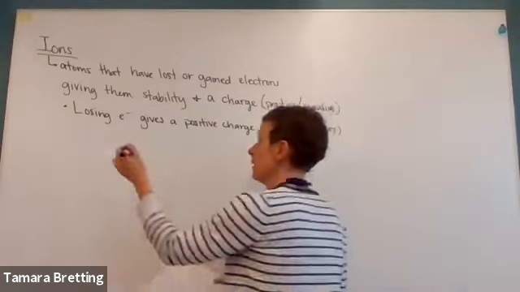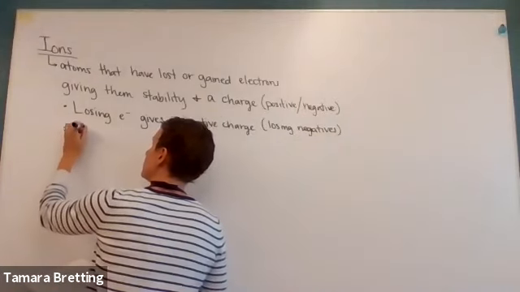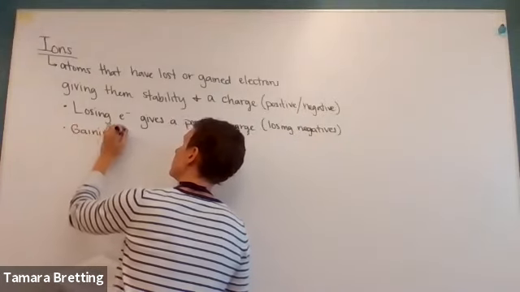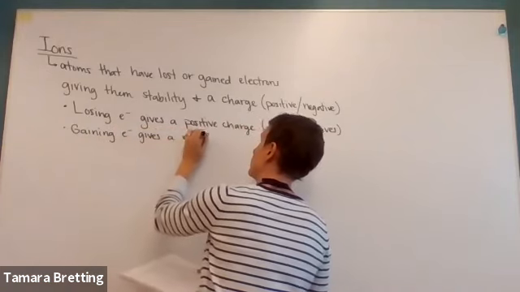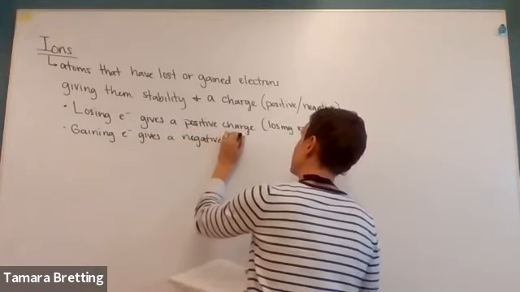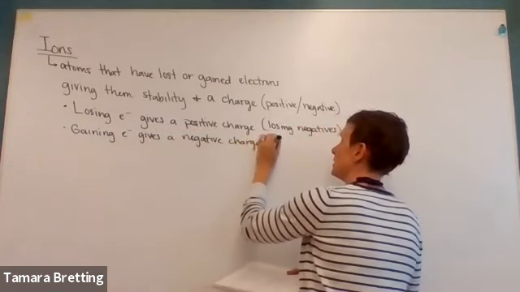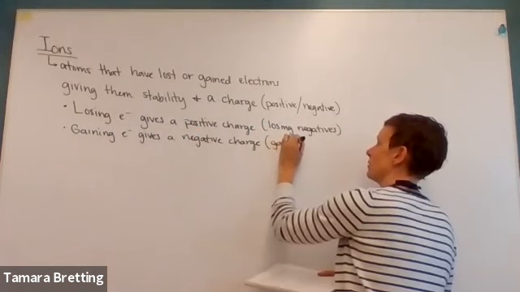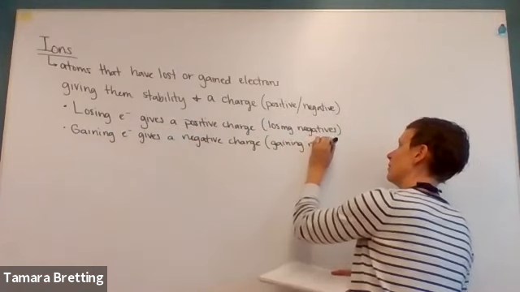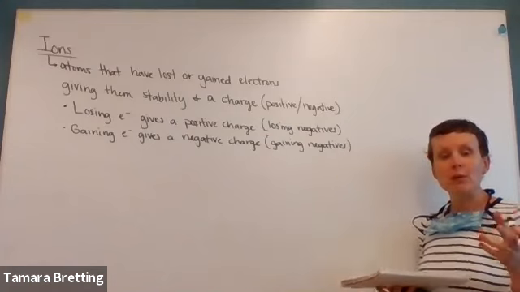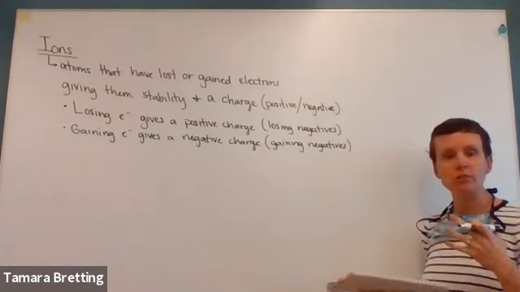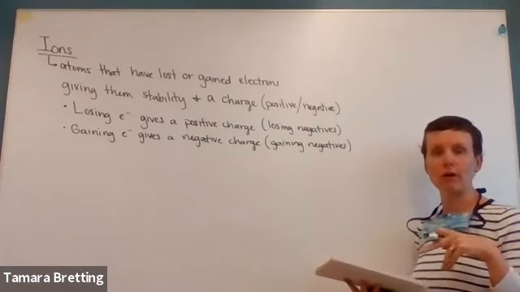Okay? Gaining electrons gives a negative charge because you're gaining negatives. Okay. All right, we're going to talk about two examples that we keep referring back to as we do these notes. We're going to talk about sodium and we're going to talk about chlorine.